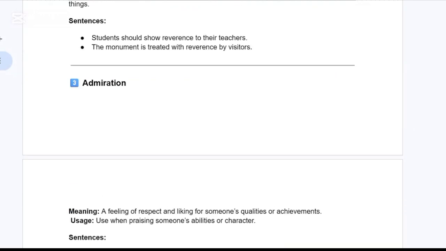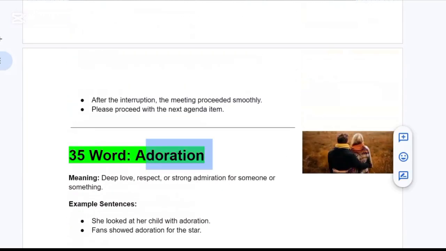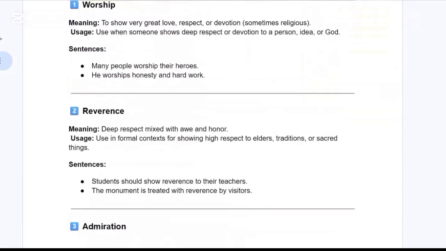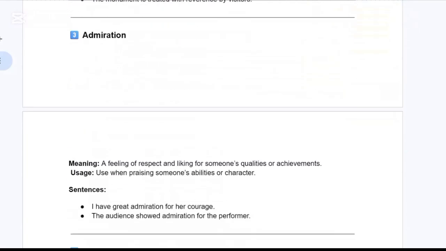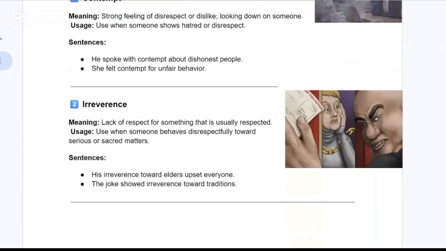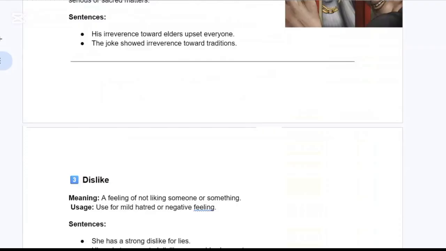So, this was the 35th word, adoration. Synonyms are worship, reverence, admiration, devotion. Antonyms: contempt, irreverence, and dislike.